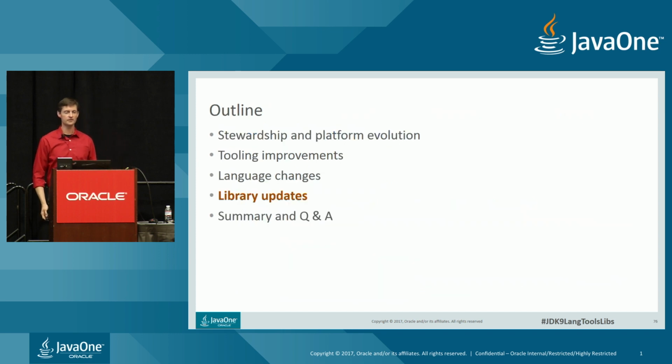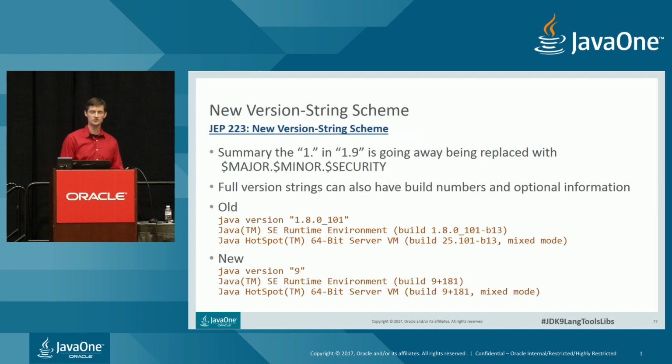Next, we'll talk about some of the library updates that went on in the release. First of these was the new version string. The 1 dot in 1.8 and 1.7 and so forth has gone away. So if you run a version on your new download of JDK 9, it'll just say it's version 9 and it's build 9 plus 181.